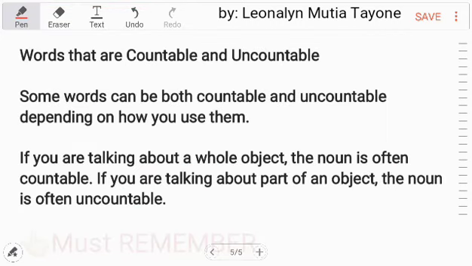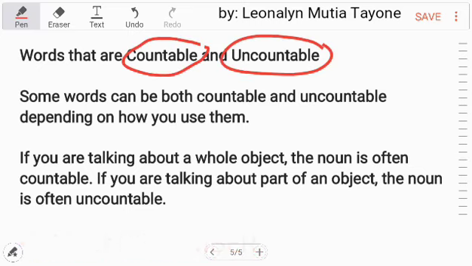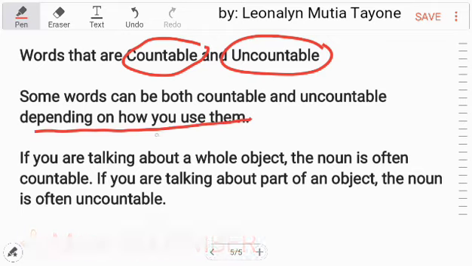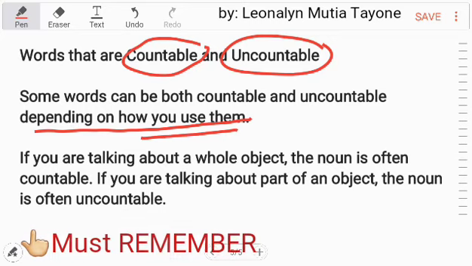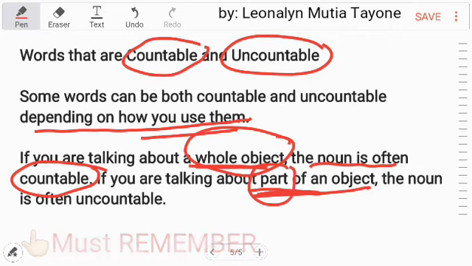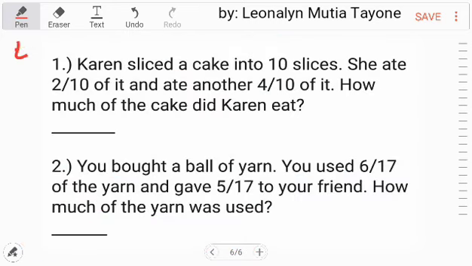Now, there are words that are both countable and uncountable. Some words can be both countable and uncountable depending on how you use them. If you are talking about the whole object, the noun is often countable. If you are talking about part of an object, the noun is uncountable. Example. Ito yung example natin.